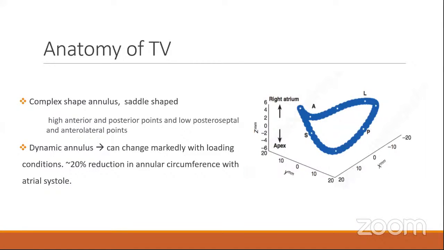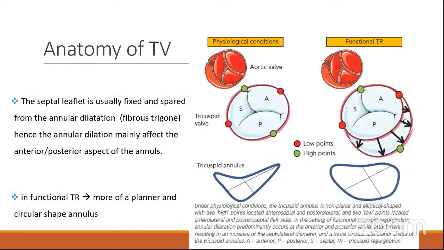The annulus of the tricuspid valve is a complex shape. It's saddle shaped. It has high anterior and posterior points and low posteroseptal and anterolateral points. It's actually a dynamic annulus, which means it can change markedly with loading conditions. There's a 20% reduction in annular circumference during atrial systole. The septal leaflet is usually fixed and spared from the annular dilation. So when there is annular dilation, it mainly affects the anterior and the posterior aspects of the annulus.